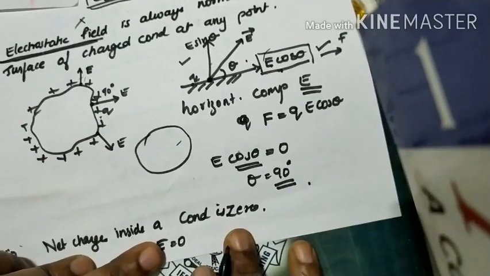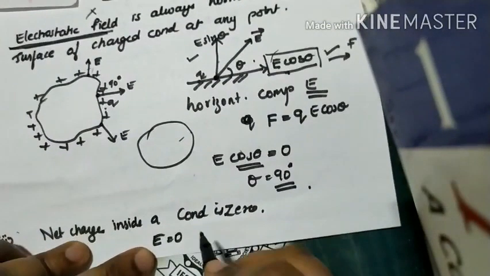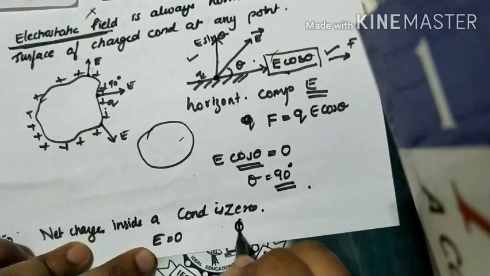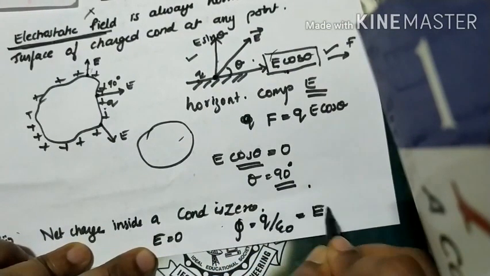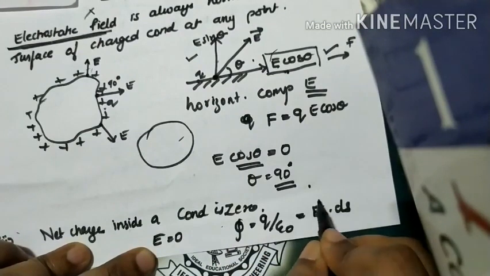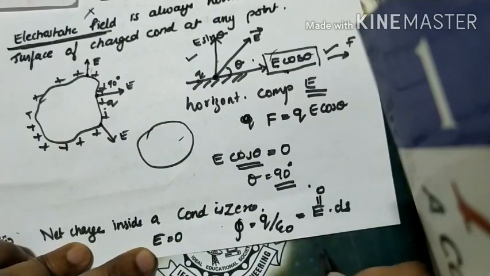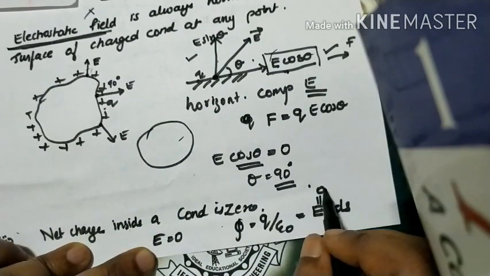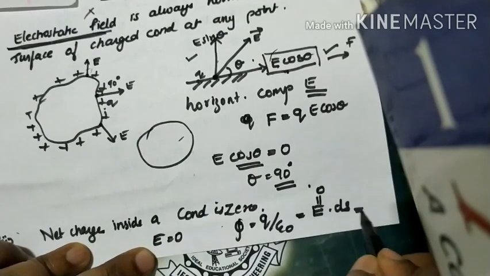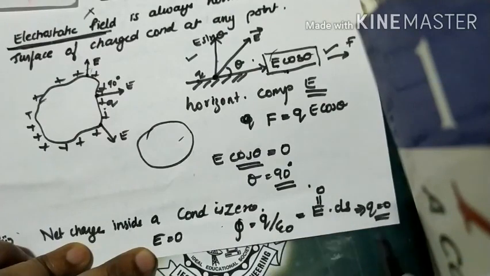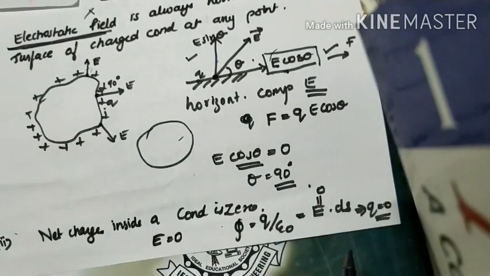If E is 0, I hope you remember what Gauss's law is. Gauss's law said phi is equal to Q by epsilon naught, and this phi is also equal to the integral of E dot ds. Now I am saying the electrostatic field E is equal to 0. If E is equal to 0, then obviously, since epsilon naught can never be 0, that means Q is equal to 0. I hope it is clear.